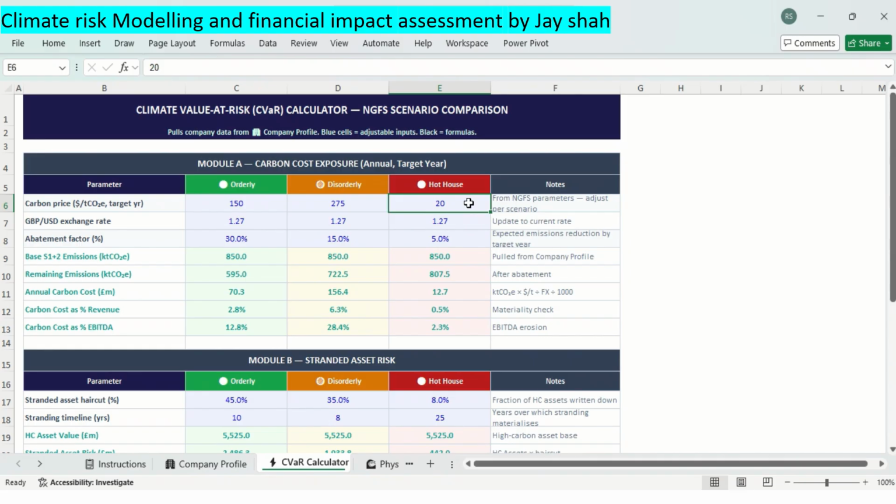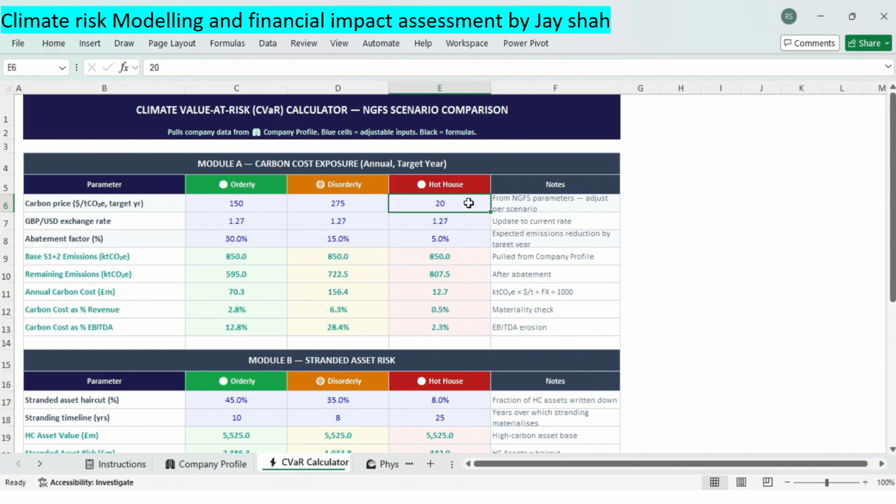Row 8 is the abatement factor, which is 30%, 50% and 5%, the expected emissions reductions by 2035. So the abatement factor is the expected emissions reduction by the target year, and by 2035 in the orderly scenario we will have a 30% reduction of emissions. Now rows 9 to 13 are formula-based calculations.